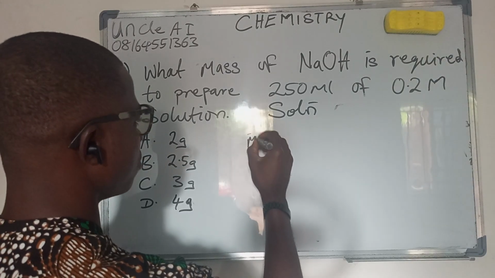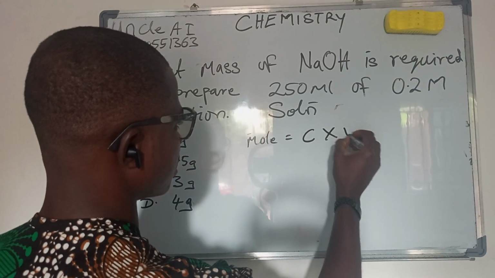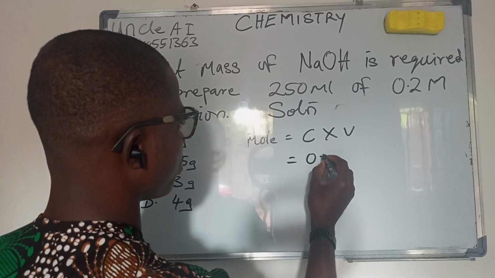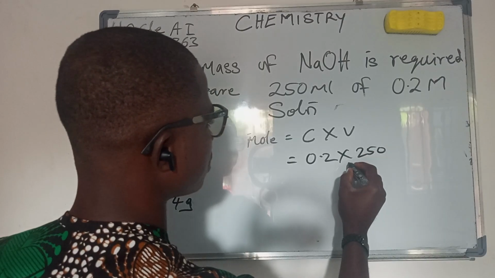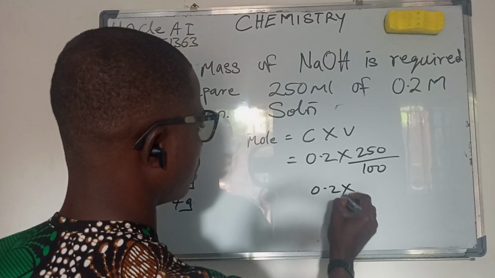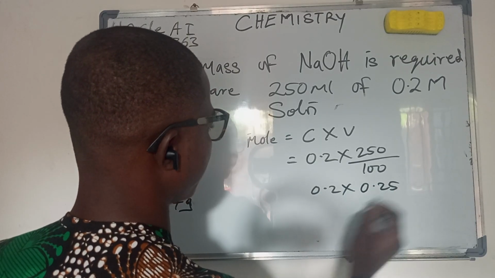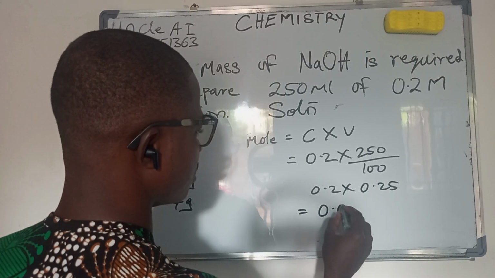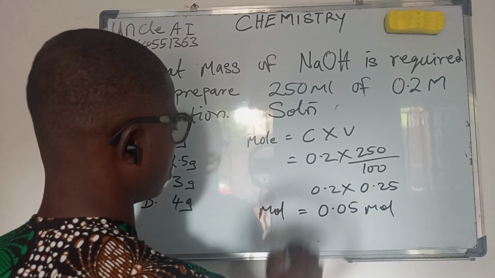Now, the number of moles is equal to the concentration times the volume. We'll have that the concentration happens to be 0.2 times the volume, which is 250, but to convert it to dm cube, we divide by 1000. Then we'll have 0.2 times 0.25, and that gives us 0.05 mole. This is our mole.